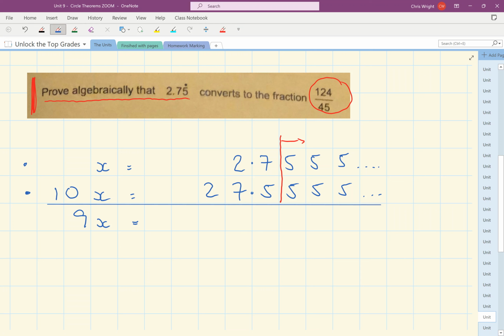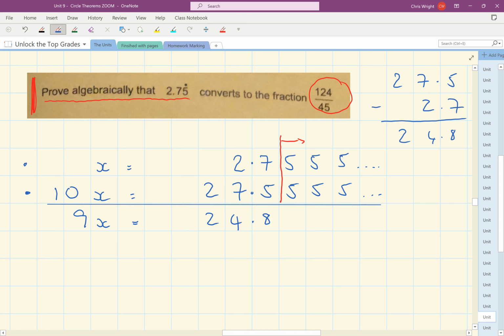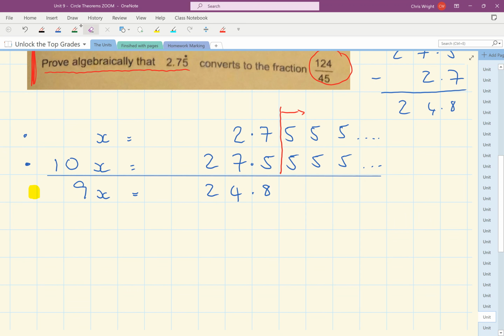Or, of course, if this had been a non-calculator question, then I could simply have worked out, perhaps over here, 27.5 subtract 2.7 to get 24.8. So now, over here, I have 9x equals 24.8. But if I divide both sides by 9, I get an expression for x, 24.8 over 9. So I started with x equals my decimal, and now I've got x equals my decimal written as a fraction.